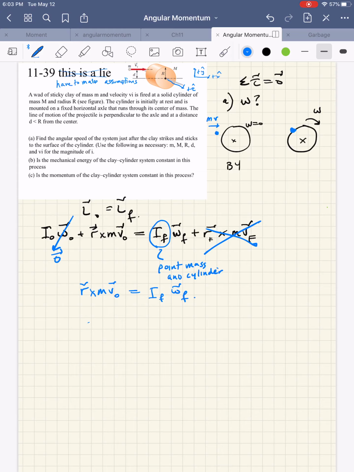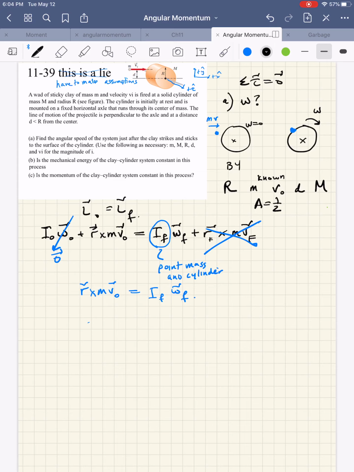So let's say what's known in this problem. The little mass m is going to be known. The initial velocity, I'll call it v naught, is known. d is known. And M and the radius. And you're told this is a solid cylinder, so a is equal to 1/2 when you talk about the moment of inertia, a M r squared, about the center of mass.